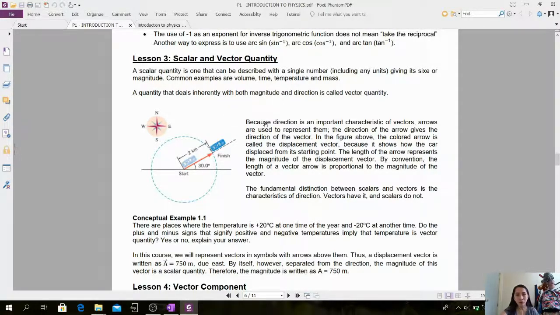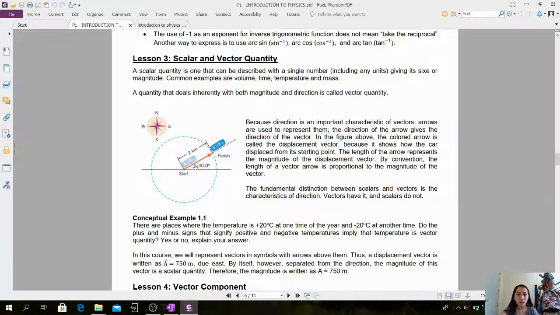So, for example, since the direction is an important characteristic of vectors, we use arrows to represent them. So, for example, this red arrow here is a vector. The direction of the arrow represents the direction of the vector. So, the direction of this vector here, we can say that this is 30 degrees north of east.